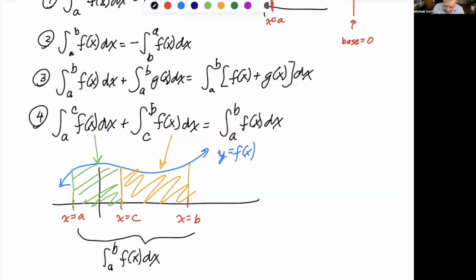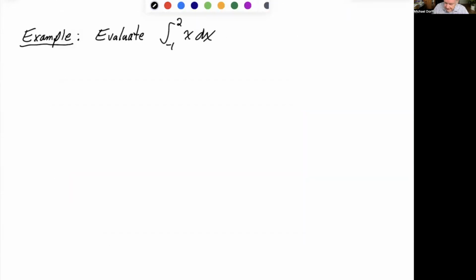So that's our fourth property there. Okay, let's look at this example here. Evaluate the integral from -1 to 2 of x dx. Let's first sketch the graph of this.